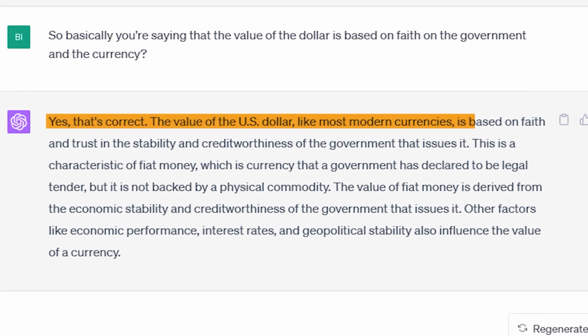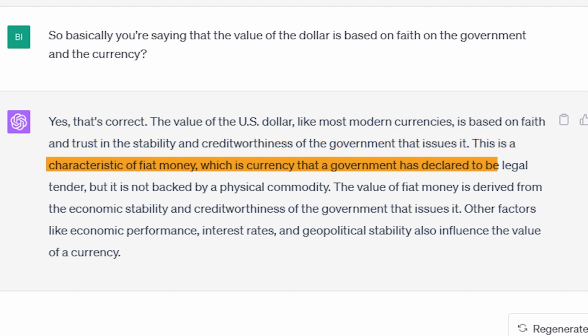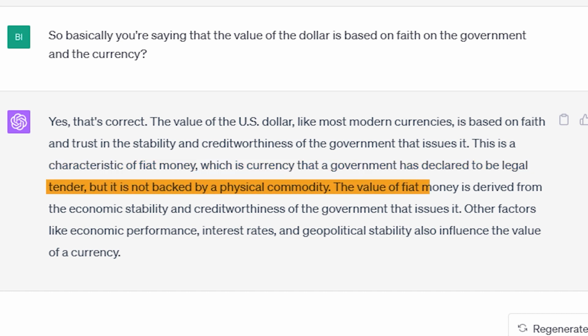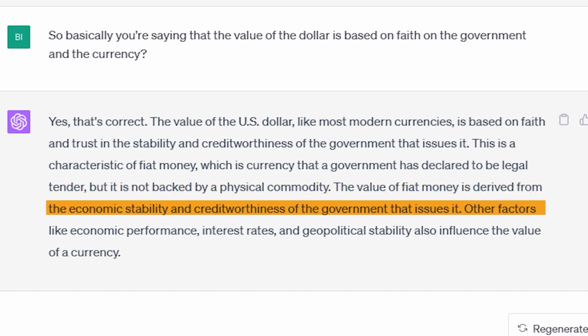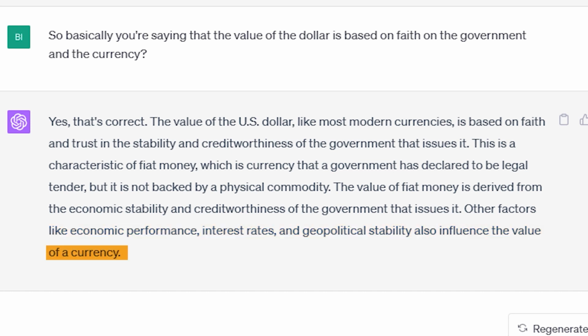Yes, that's correct. The value of the US dollar, like most modern currencies, is based on the faith and trust in the stability and creditworthiness of the government that issues it. This is a characteristic of fiat money, which is currency that a government has declared to be legal tender, but is not backed by a physical commodity. The value of fiat money is derived from the economic stability and the creditworthiness of the government that issues it. Other factors like economic performance, interest rates, and geopolitical stability also influence the value of a currency.